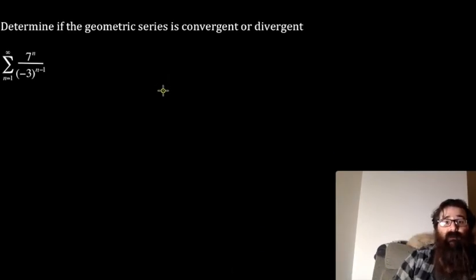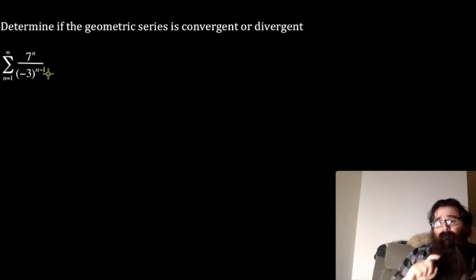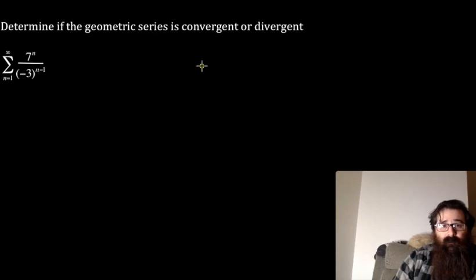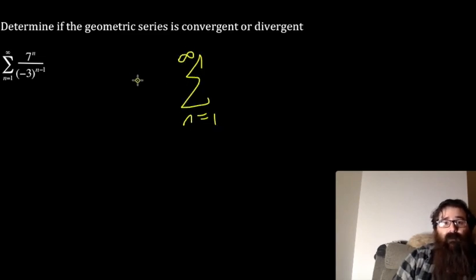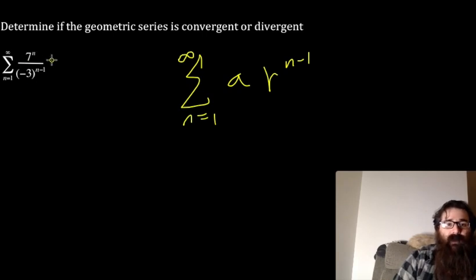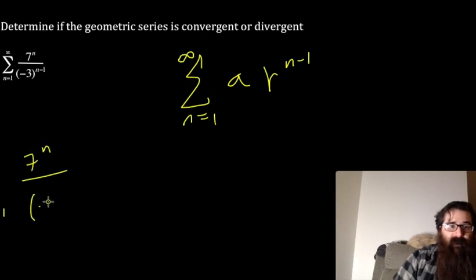Determine if the geometric series is convergent or divergent. Here I have the sum from n equals 1 to infinity of 7 to the n divided by -3 to the n minus 1. Very careful. We have to make sure that we know what we're working with here. I have the sum from n equals 1 to infinity, so that means it should be ar to the n minus 1 power. And I can see that I don't have the correct exponents on this.